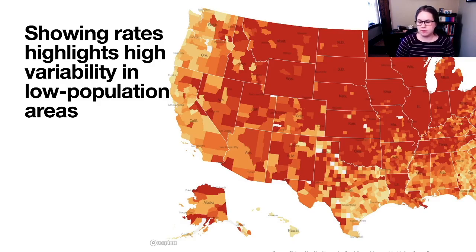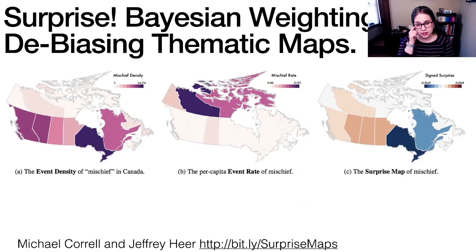So the question is, Gelman and Price say there's no solution. Is that really true? Well, maybe, but I know of a couple solutions. So one that I like is by Michael Correll and Jeffrey Heer, which is called Surprise, Bayesian Weighting for Debiasing Thematic Maps. So they make these surprise maps by saying, okay, we know that if we do absolute numbers, there's going to be more of that in the high population areas.